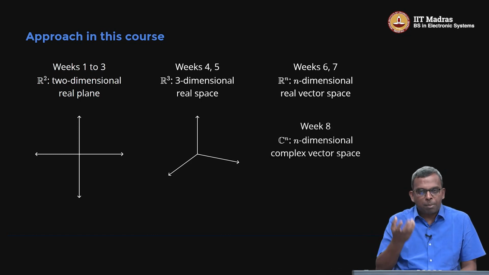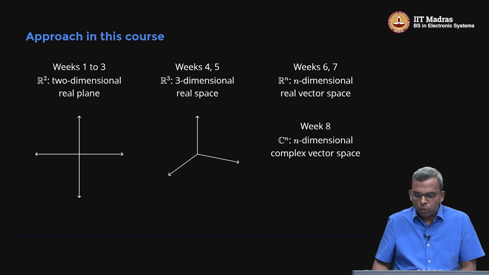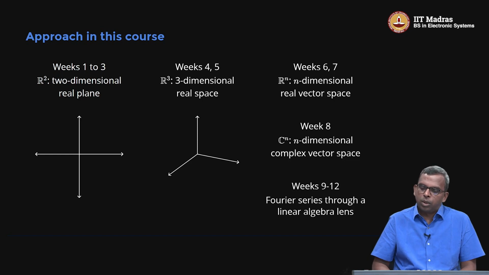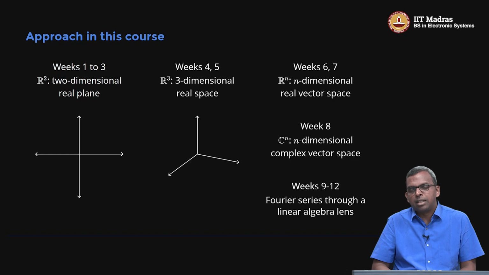And then we will move to the complex n-dimensional vector space, and what is different. I mean, a lot of things are similar between complex and real, but of course there are also some things that are different. We will point out what changes and how they change, etc. Once we do this, we will move to Fourier series. Okay, the first 8 weeks is linear algebra, and the last 4 weeks is Fourier series seen through a linear algebra lens.